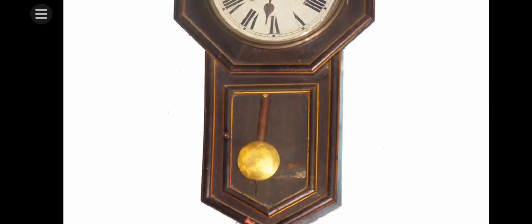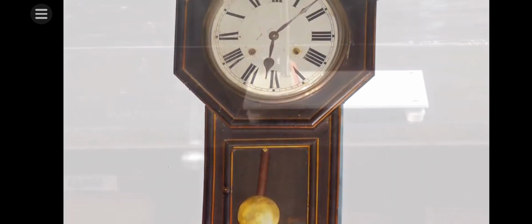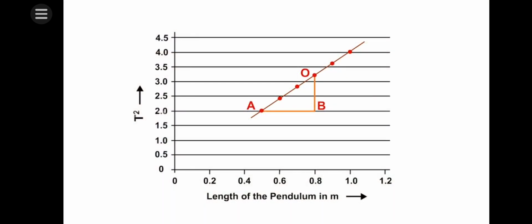Galileo discovered that the regular motion of pendulums can be used for timekeeping. Here, we can use this simple pendulum to find the acceleration due to gravity at a place by plotting the L-T square graph.